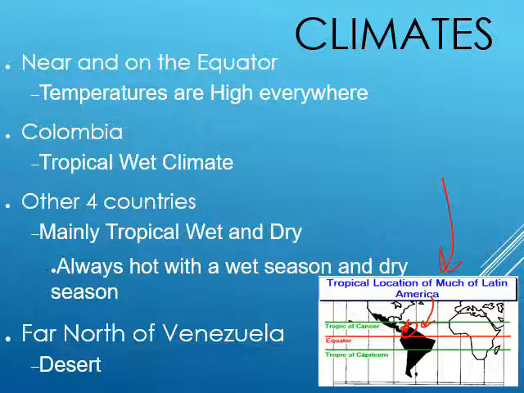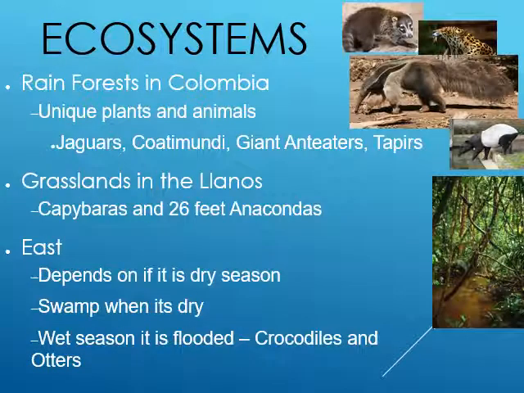If you look, there is one spot in the very far north of Venezuela that is a desert. So there is a desert in that area with an arid or dry climate where they don't get very much rain. And like I said, there are many rainforests throughout the region, and there are rainforests in Colombia. Throughout the rainforests, which are kind of interesting, there's unique plant and animal life. And so you see many, many plants.